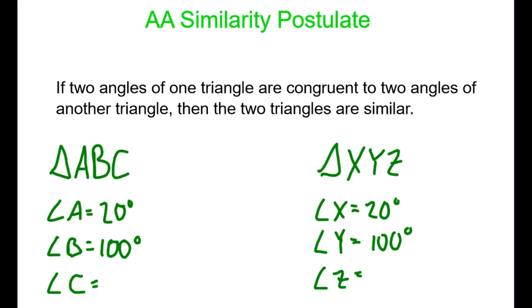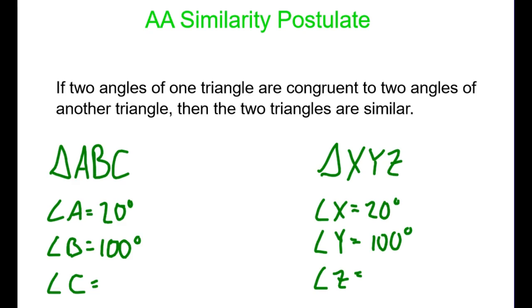Next, we're going to discuss the angle-angle similarity postulate. This says if two angles of one triangle are congruent to two angles of another triangle, then the two triangles are similar. So we don't even need to know anything about the third angles because this arises from the triangle sum theorem. All three interior angles of a triangle always add up to 180 degrees.